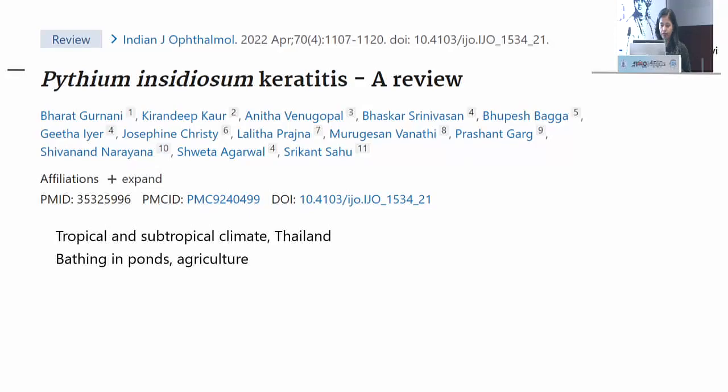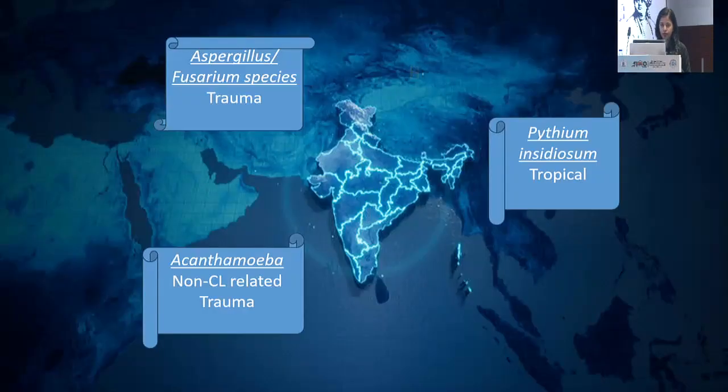This is a review article on Pythium keratitis, which says that in tropical and subtropical climates like Thailand and in our country, the incidence is more. The incidence has been shown to be high because of bathing in ponds and agriculture related trauma. So these three organisms, fungi, acanthamoeba and Pythium, which are very predominantly a cause of keratitis in India, can easily be diagnosed with trypan blue stain, which is what we are going to demonstrate.